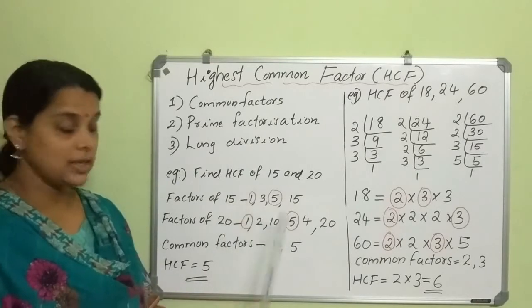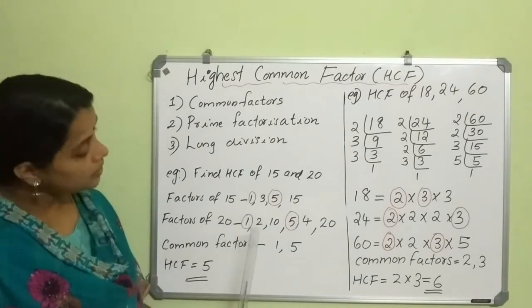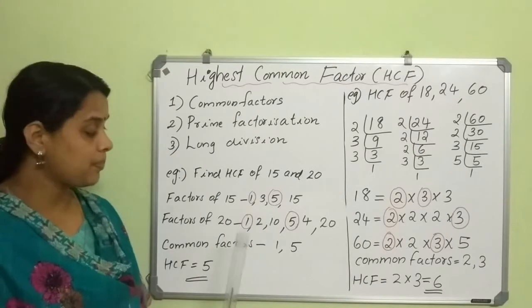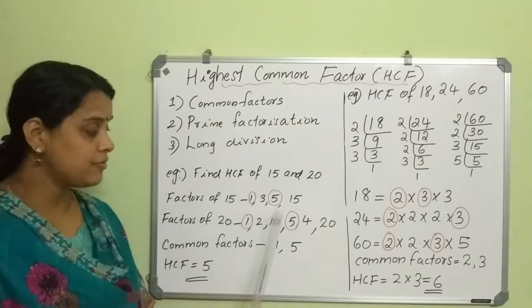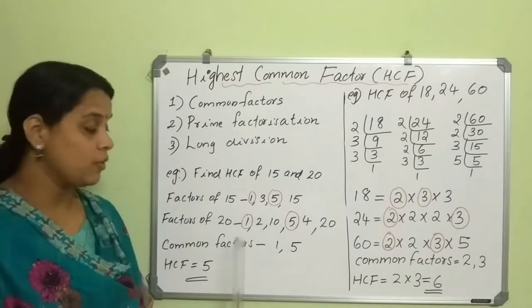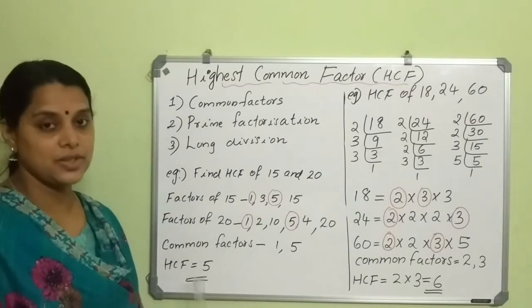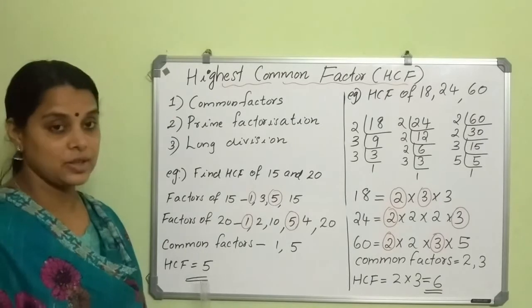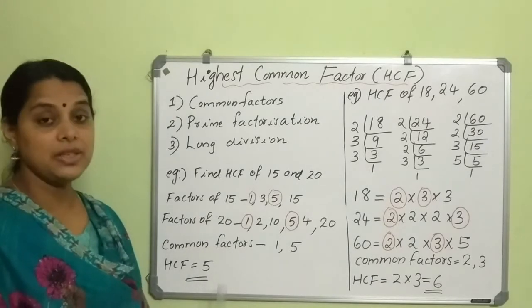Among these factors we need to find the common factors. Here 1 is common and 5 is common. So 1 and 5 are the common factors. From these, which is the highest one? 5 is the highest factor. So HCF is 5.